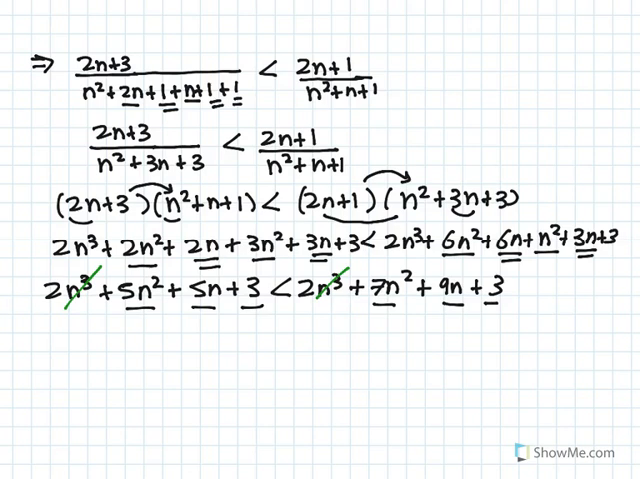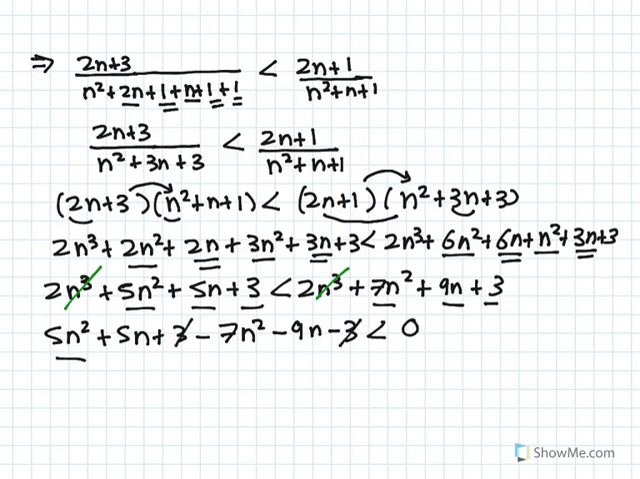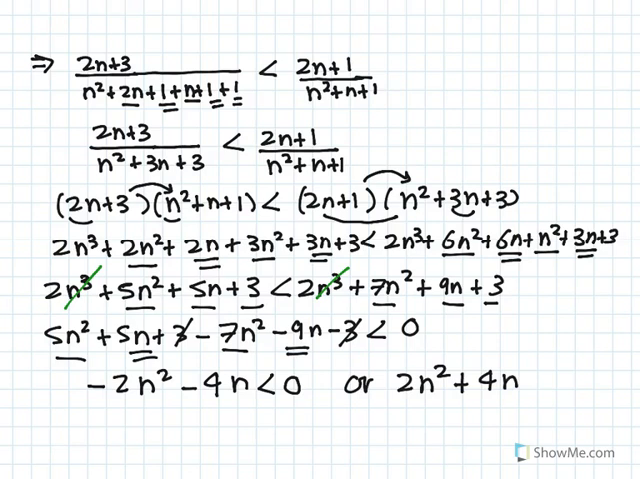So let's bring everything to the left-hand side. So we have 5n squared plus 5n plus 3 minus 7n squared minus 9n minus 3, less than 0. 3 cancels with 3, 3 minus 3 is 0. 5n squared minus 7n squared is minus 2n squared. 5n minus 9n gives us minus 4n. Clearly, this is less than 0 because n is larger or equal to 1. Or equivalently, multiply through by negative 1, and we get 2n squared plus 4n is larger than 0. And this is a true statement for n larger or equal to 1.